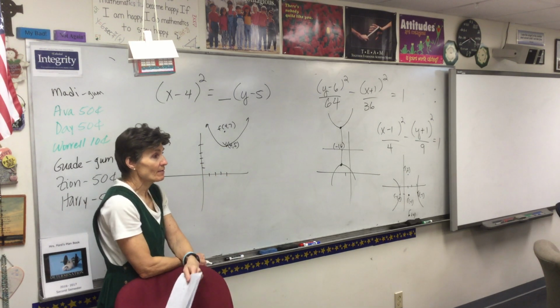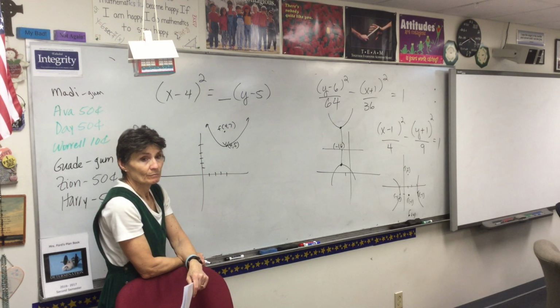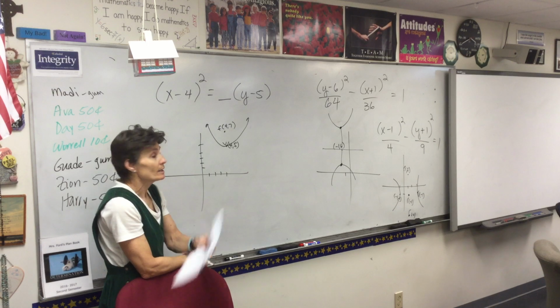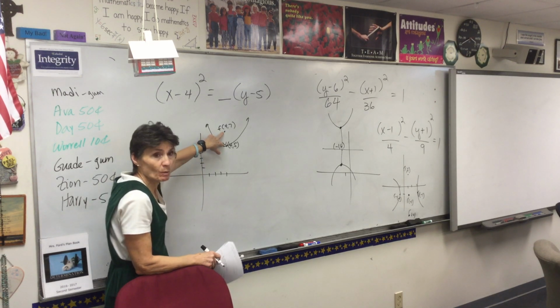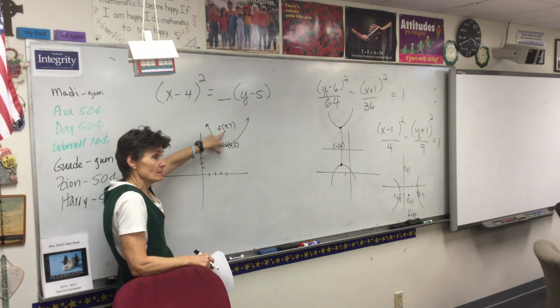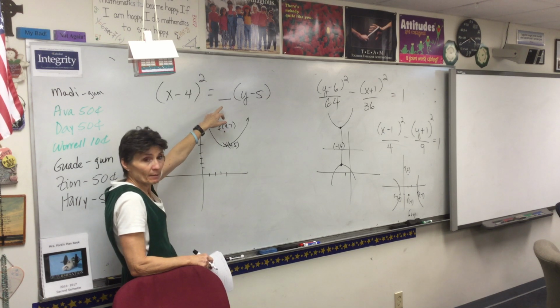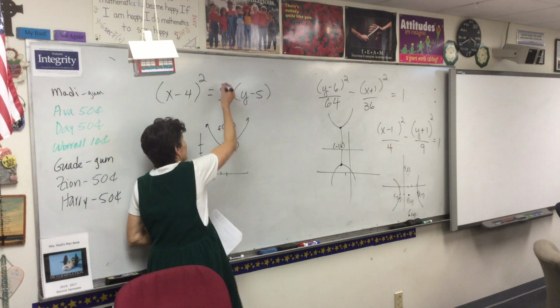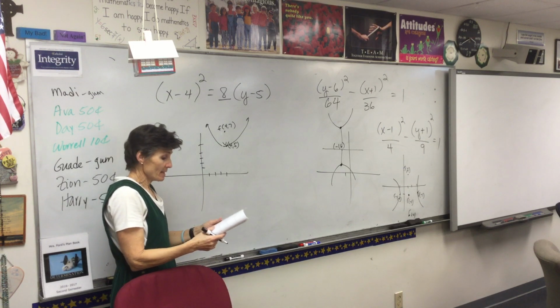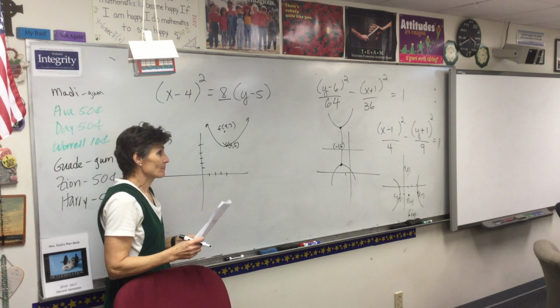Anybody remember how to find that number? It's 4 times this distance. Well, what's that distance? 2. So that number's got to be an 8. Should it be an 8 or a negative 8?